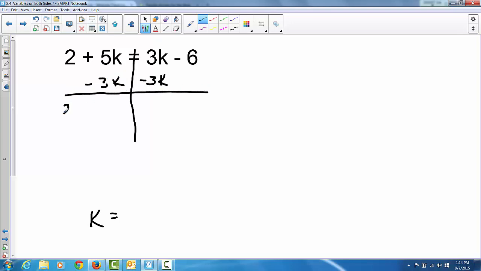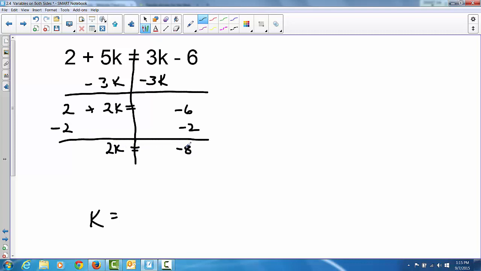So now we rewrite 2 plus 5k minus 3k leaves us with 2k equals, these cancel each other out, and you're left with negative 6. Now we want to have the k's by themselves, so we get rid of the 2 here: minus 2 on this side and minus 2 on this side.